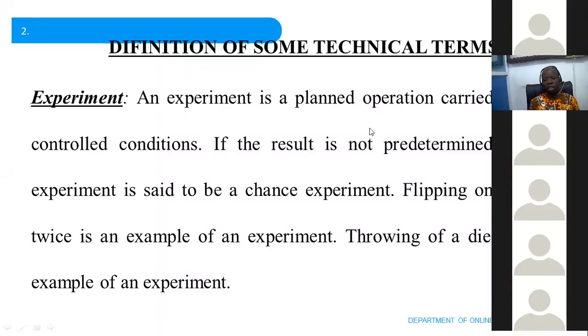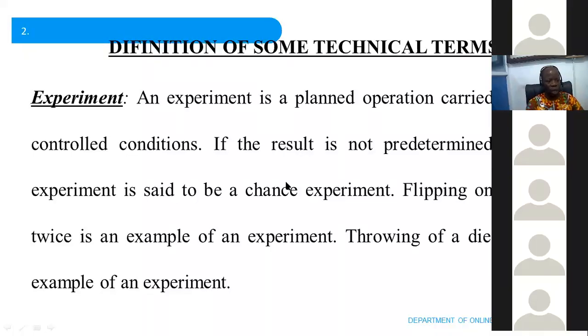What is an experiment in probability? An experiment is a planned operation. If the science students are performing an experiment in the lab, it is something that has been planned. They prepare for it. So an experiment is a planned operation carried out under controlled conditions. So that experiment must be controlled. They must know what to use to perform that experiment. So you should know, what do I need in order to achieve this result?